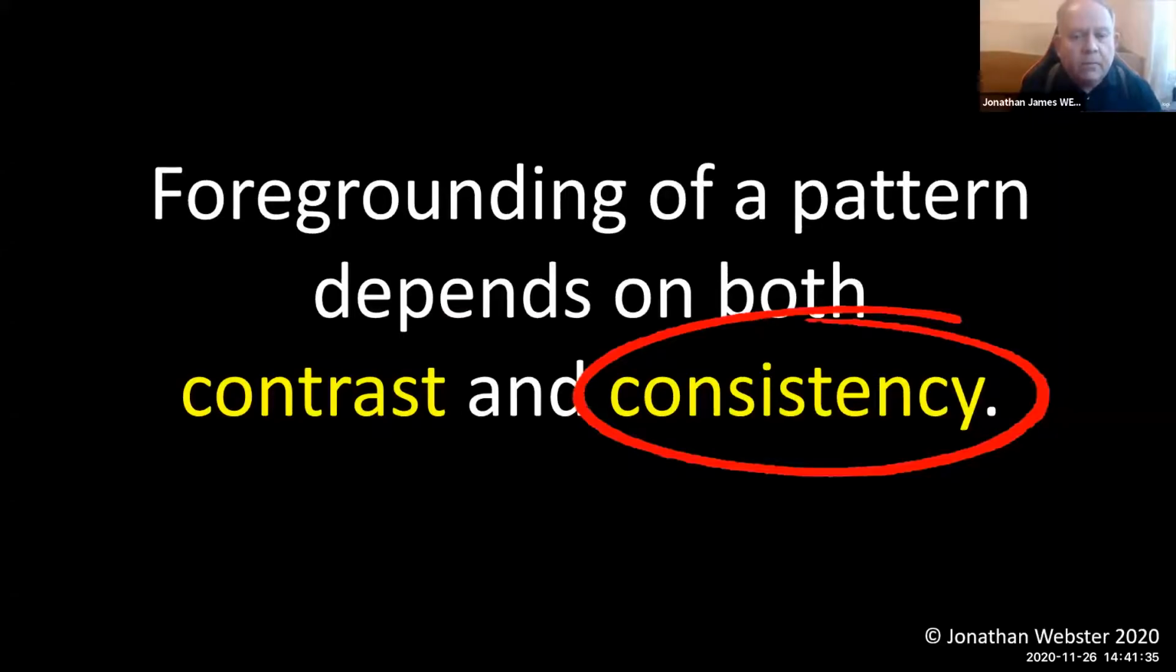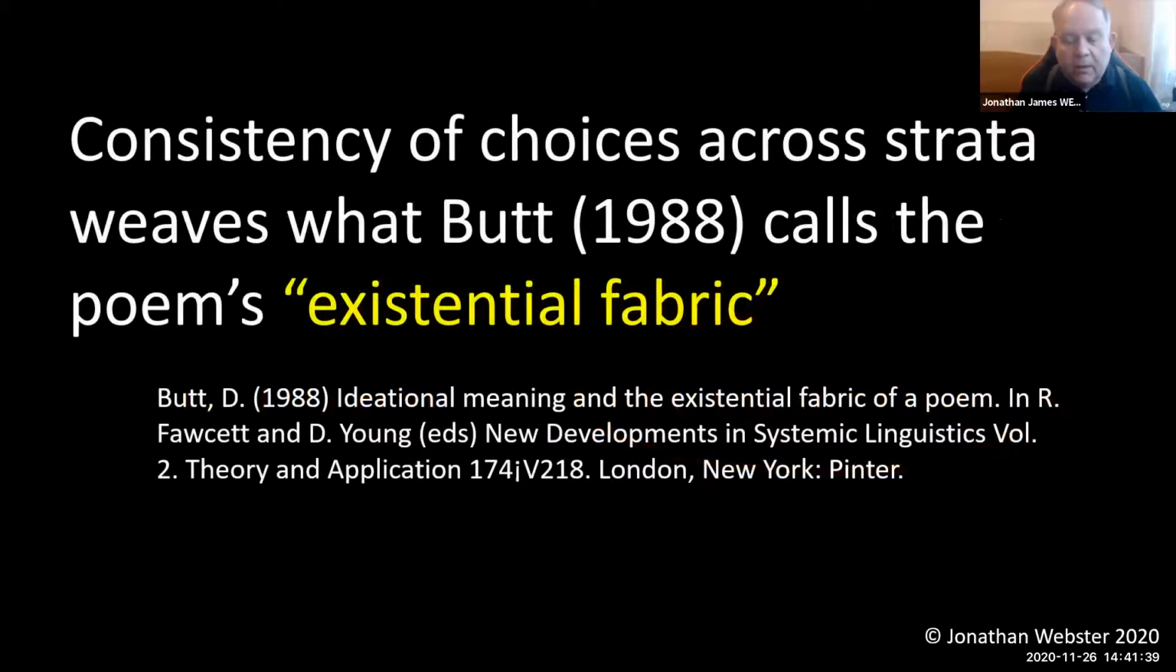But then, where is the consistency? David Butt puts it this way: consistency of choices across strata weaves what he calls the poem's existential fabric.